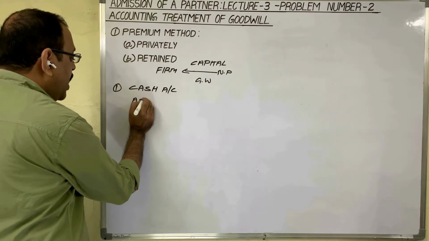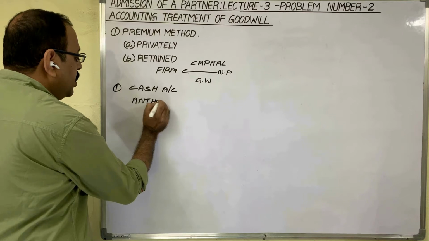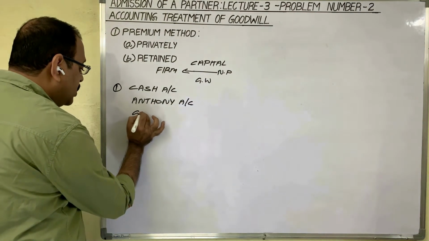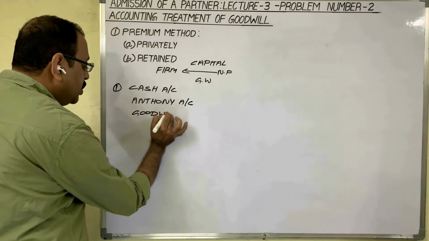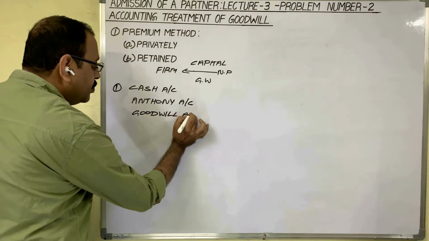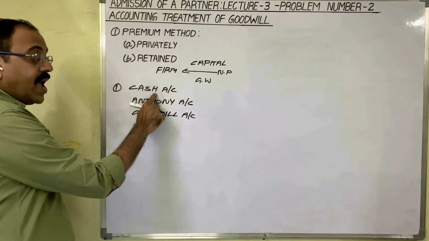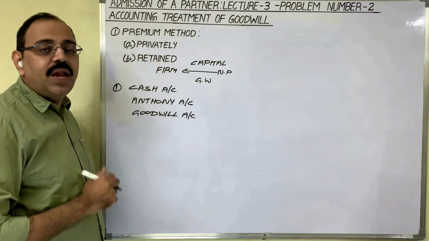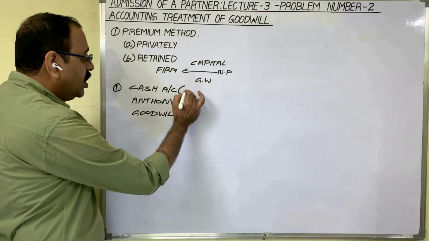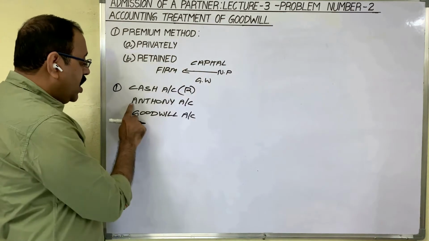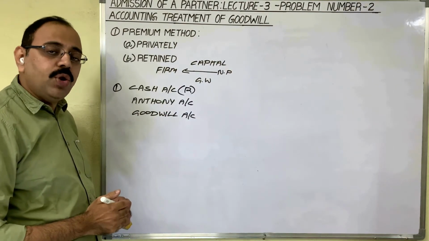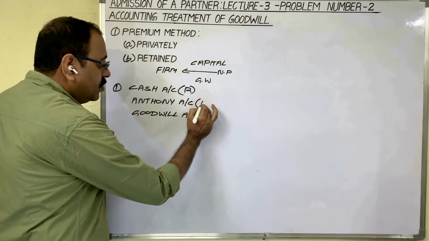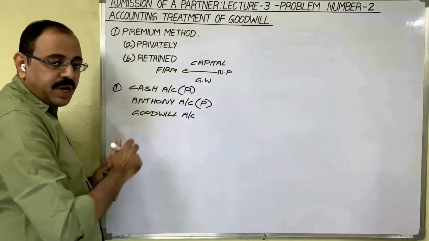Anthony is bringing this cash. Therefore, Anthony account is the second account. Take goodwill as the third account because Anthony is bringing goodwill also. Now, cash account. Cash is an asset. All assets come under real accounts. So, cash account is a real account. Anthony, with the person's name we opened this account. It is a personal account. About goodwill I will explain later.